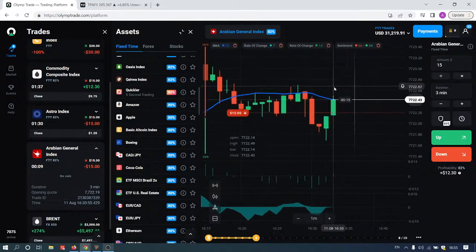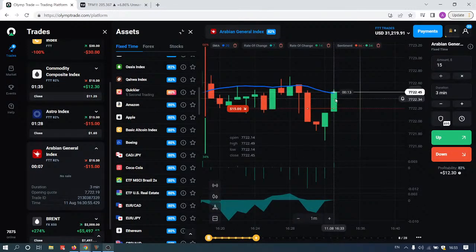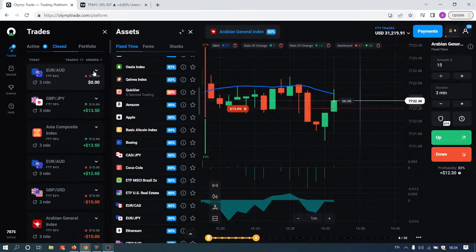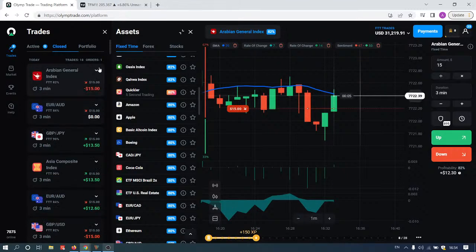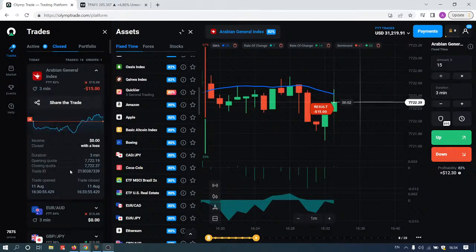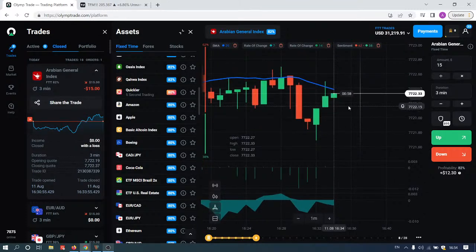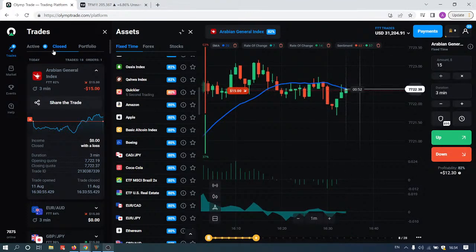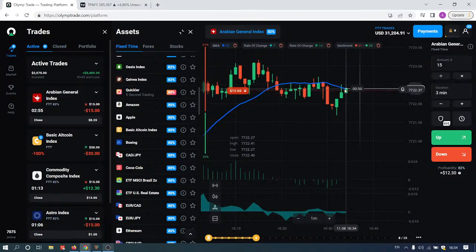So Arabian General Index. Unfortunately, it's reversing. And it reverses on the last minute. So basically for 2 minutes it stayed under this. Okay, let's go ahead and try another one. So I will try another trade here.